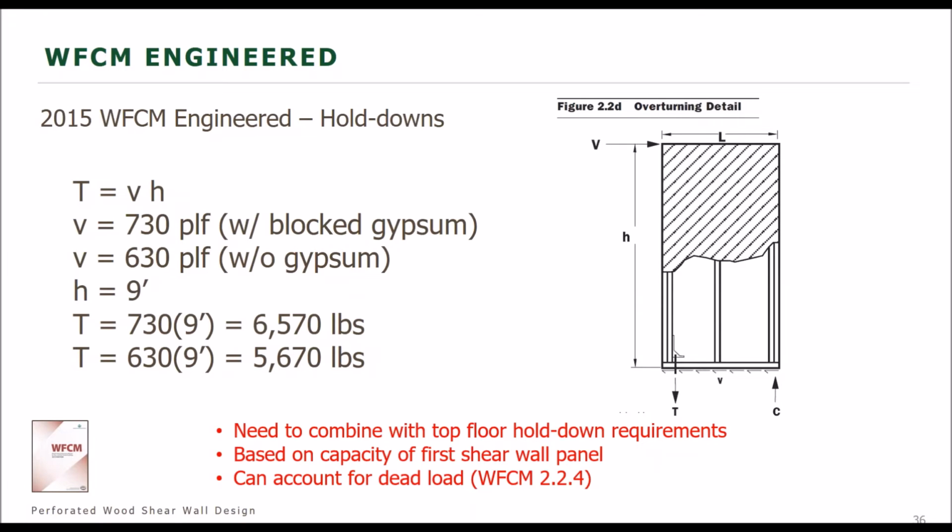The primary difference that we see in Chapter 2 versus Chapter 3 is that there is language that will allow us to account for dead load offset in the overturning. So we are allowed to use up to 60% of our dead load per WFCM 224 to offset some of that overturning force.